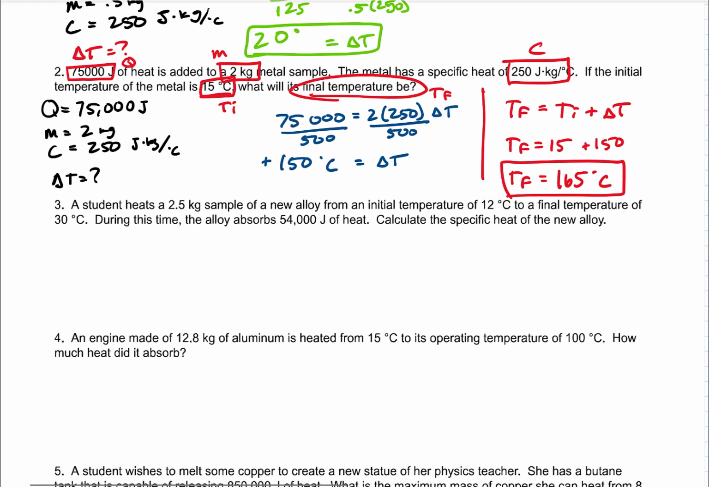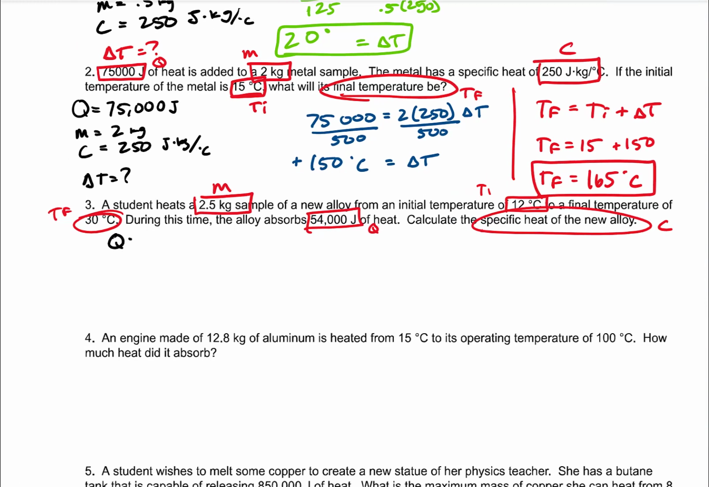Next one, a student heats up a sample that is 2.5 kilograms. That's our mass, from an initial temperature of 12, Ti, to a final temperature of 30, Tf. During this time, it absorbs this much heat, Q. Calculate the specific heat, that's C. That's the thing that we don't know. So we know that the Q is 54,000 joules. We know that the mass is 2.5 kilograms. We know the T final and T initial, so we can get delta T.